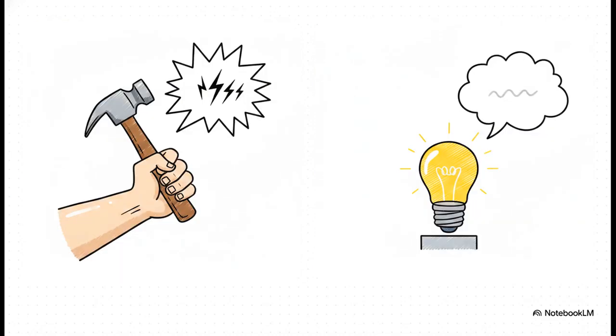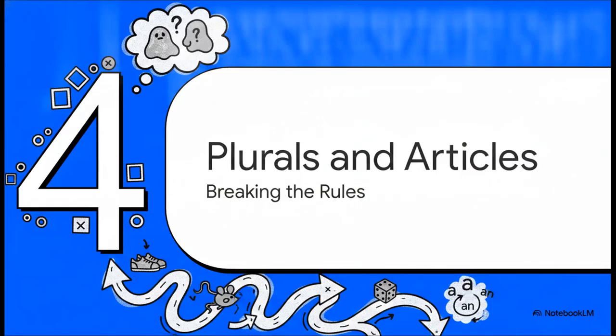And sometimes it's not just the stress, but the actual pronunciation of the consonant itself that shifts completely. Take the word U-S-E. When it's a verb, it takes on this Z sound. We plan to use this tool. But as a noun, it takes a hard S sound. There is only one use for this. Pretty wild, right? Moving right along to Section 4, tricky plurals and articles, breaking the rules.